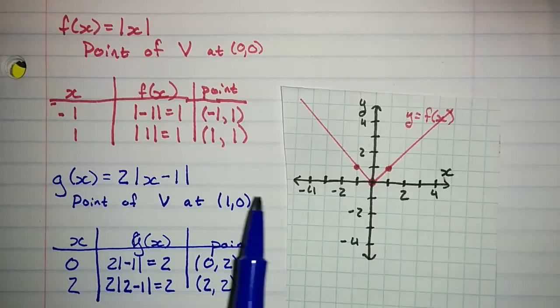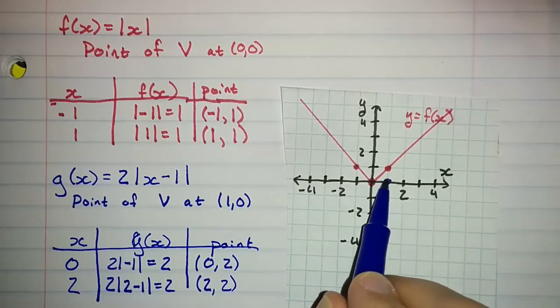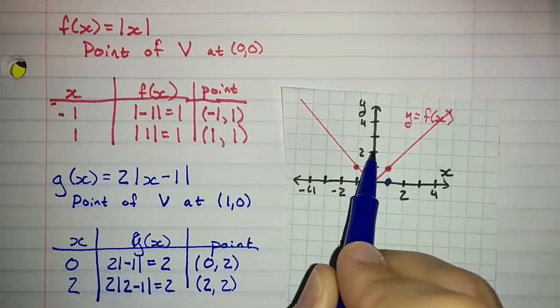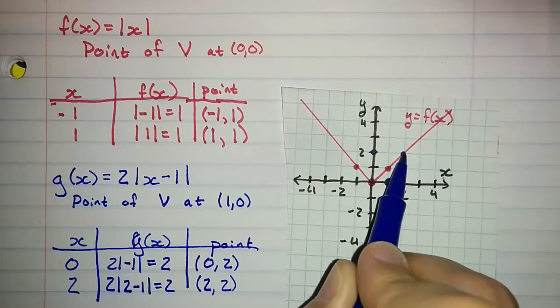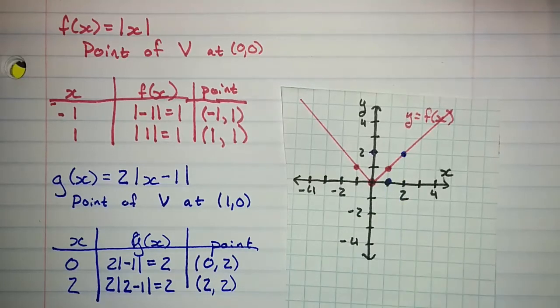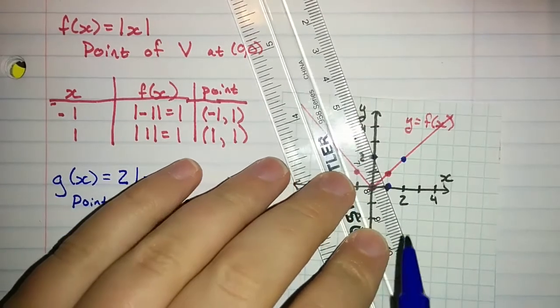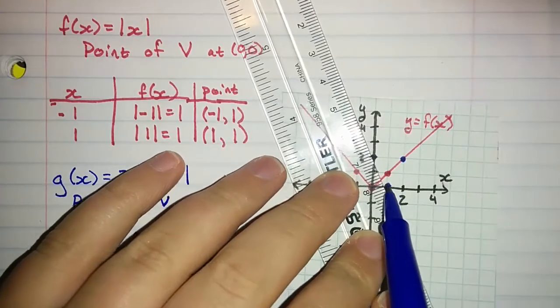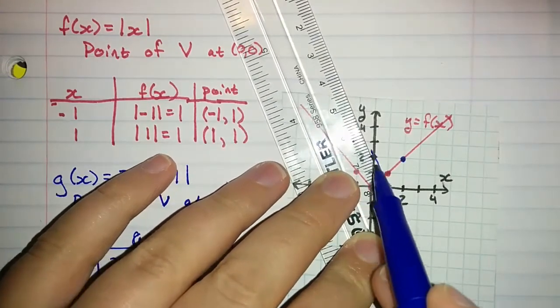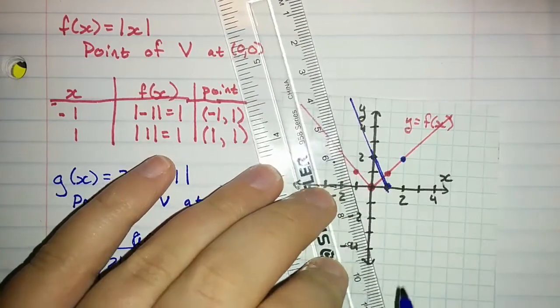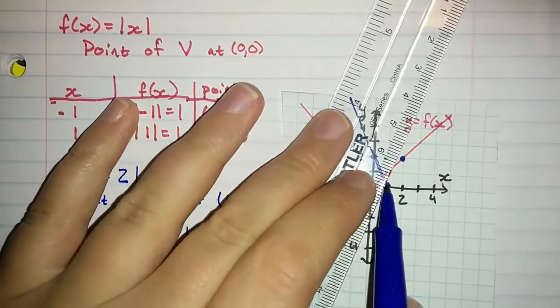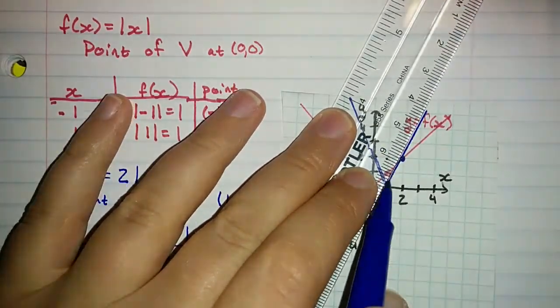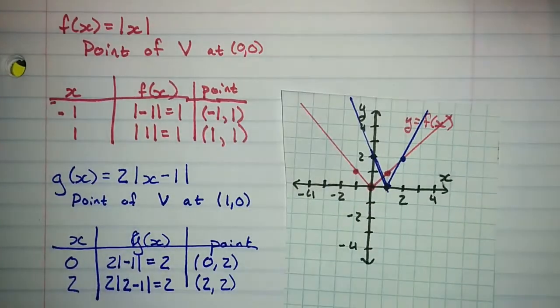Plotting my 3 points. Here's 1, 0. Here's 0, 2. Here's 2, 2. And now I'm ready to draw. Start at the point, go up this way, start at the point, go up this way.